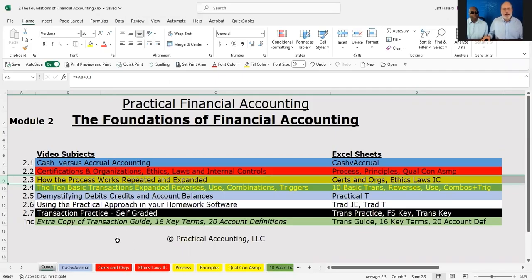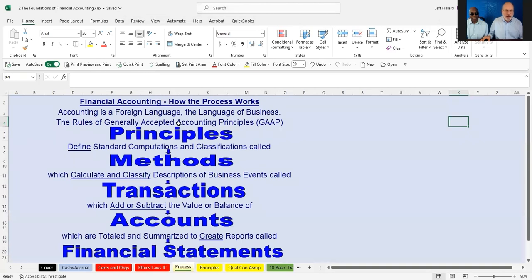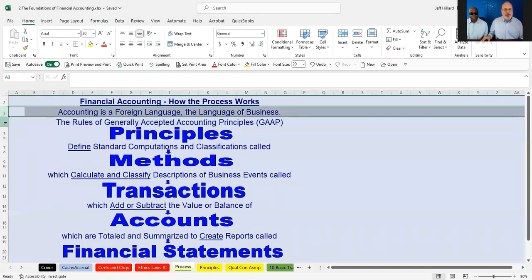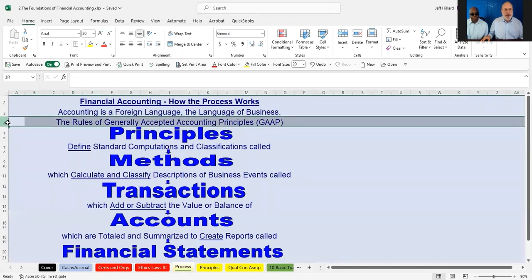Okay, welcome back. This is module 2.3, how the process works. We're getting less theoretical and more applied and practical as we go along. So let's go back to our original framework. Financial accounting is a foreign language, the language of business. So no matter what field of business you're going into, you need to understand what these terms mean and how they are applied. The rules, the big rules, are principles, which we're going to take a look at more carefully now. The methods are going to be covered in each chapter.